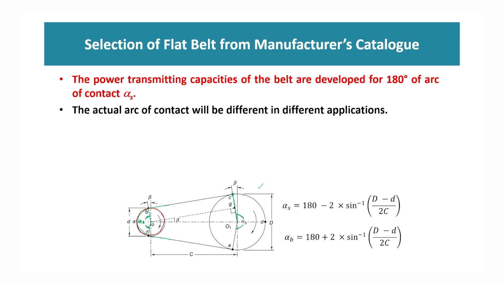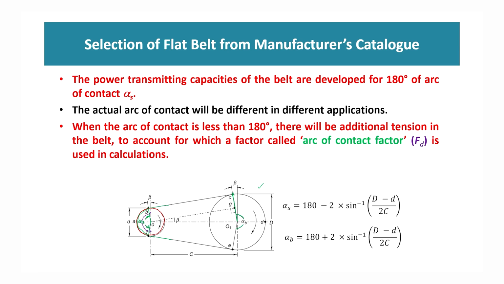In the case of open belt, we see that this angle of wrap is lesser than 180. 180 angle is this one. This is 180. So, our alpha s is lesser than 180. When the arc of contact is less than 180, as is the case here, there will be additional tension in the belt, to account for which a factor called arc of contact factor is used in calculations.